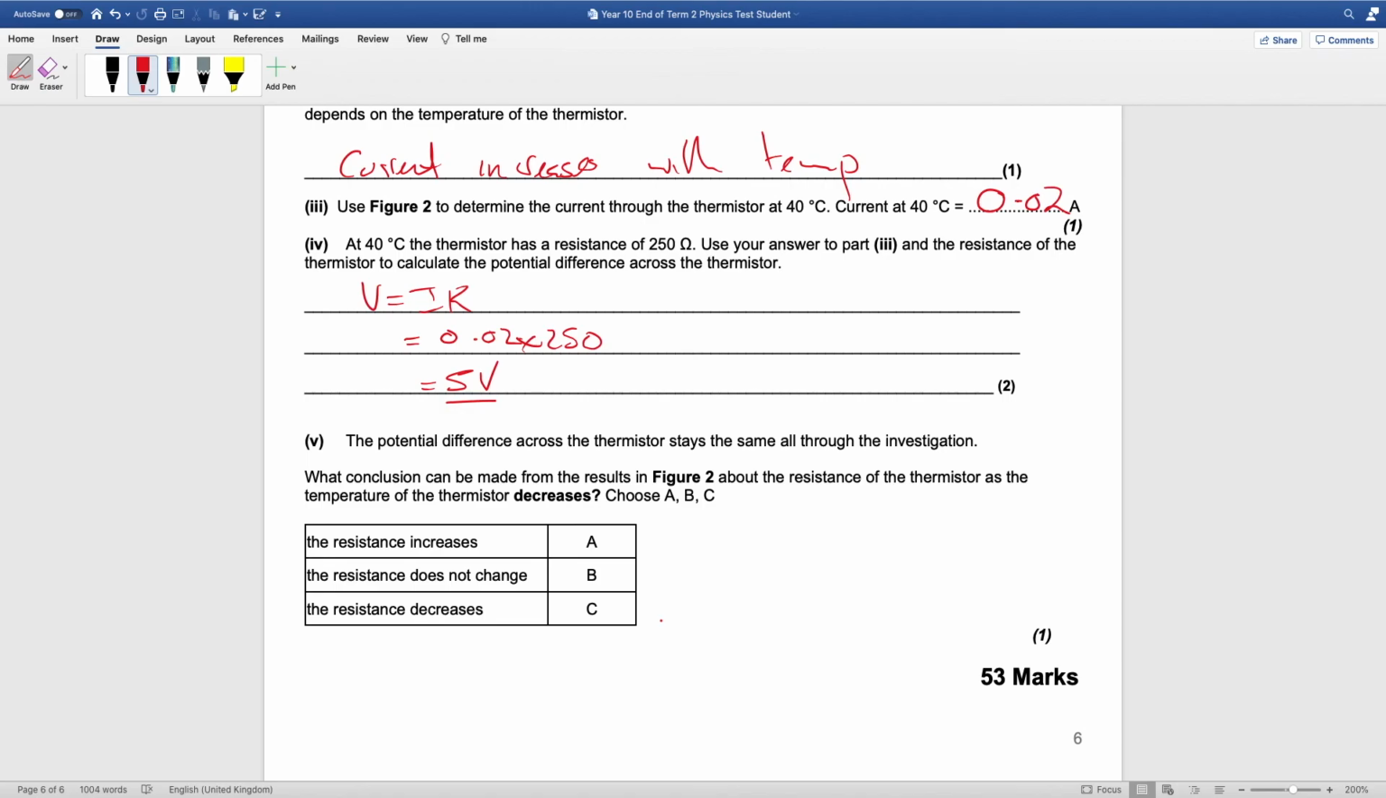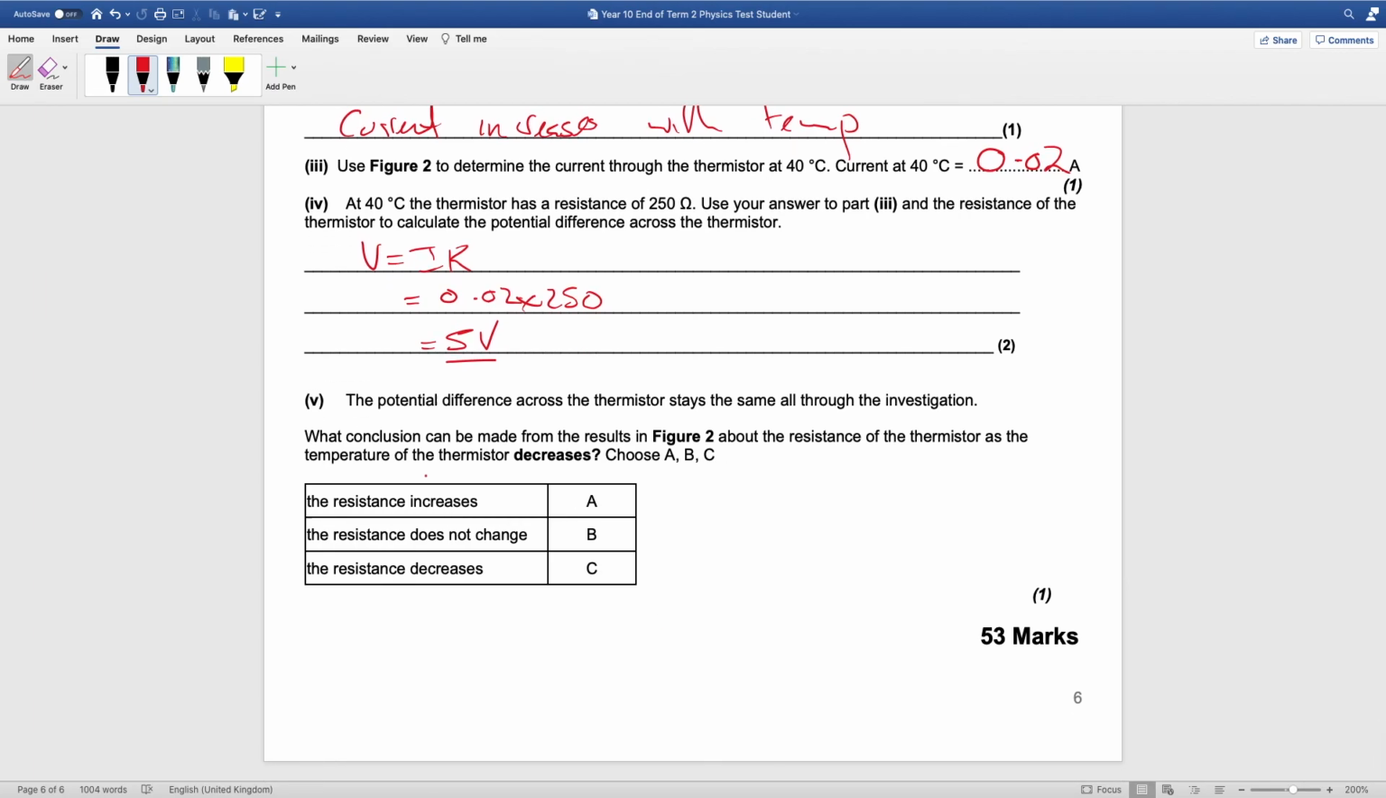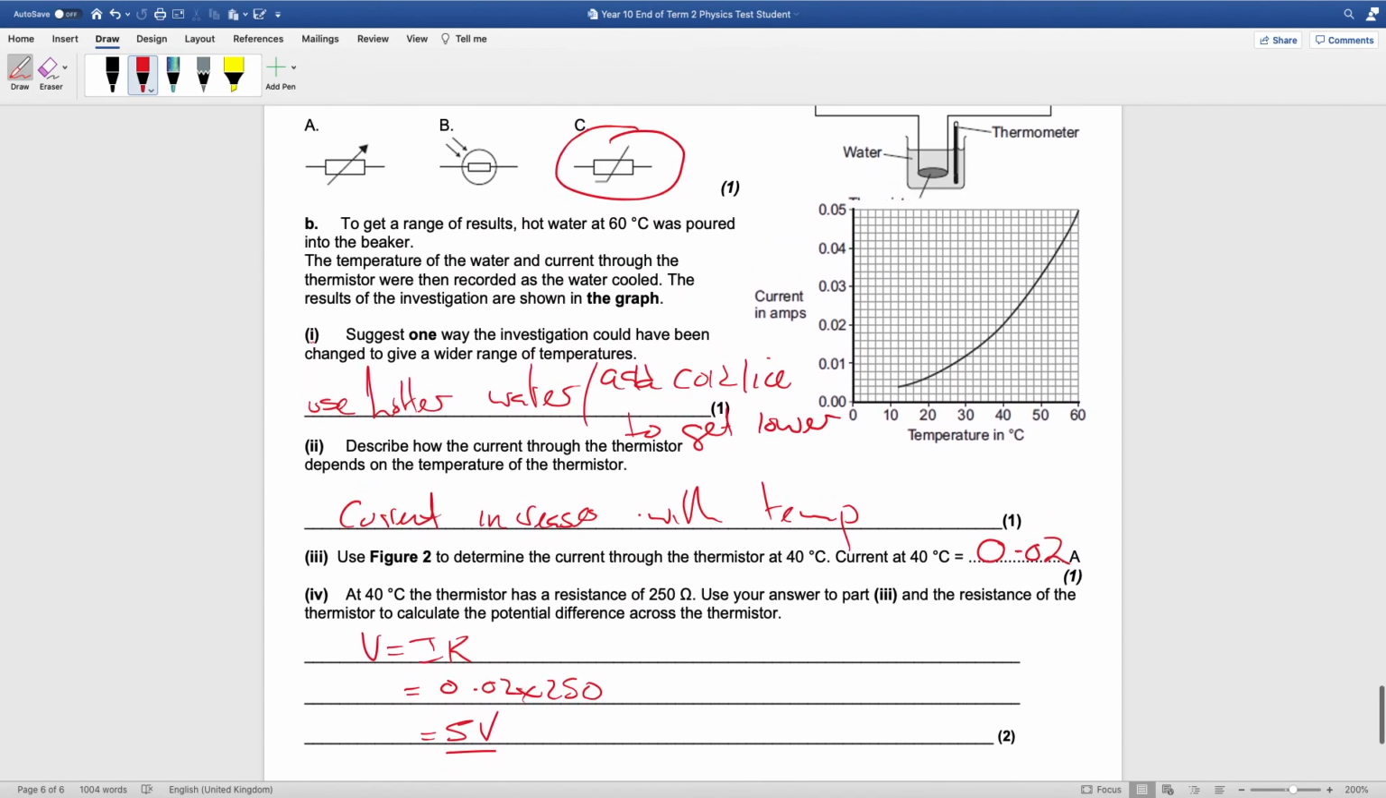And then finally part 5, what conclusion can you come to? As the temperature decreases, the resistance increases, because as the temperature decreases, the current falls, so the resistance must increase if the PD is constant, which we have already been told that it is.